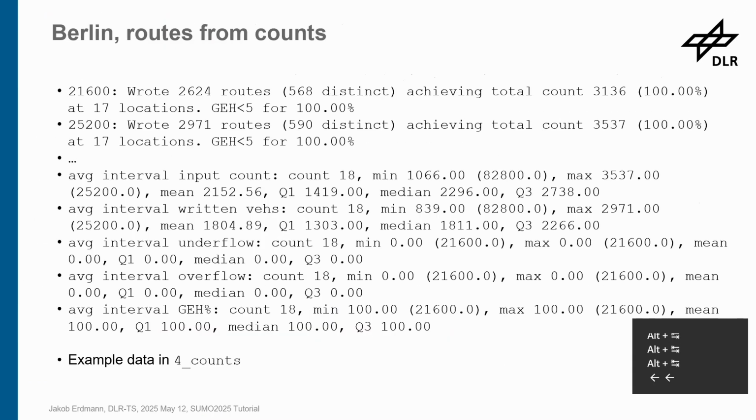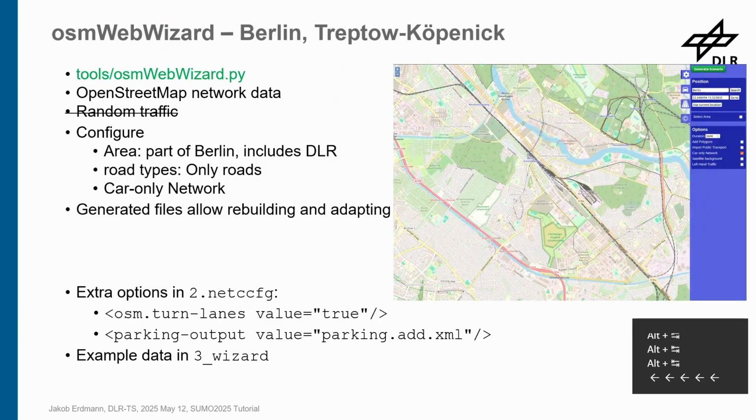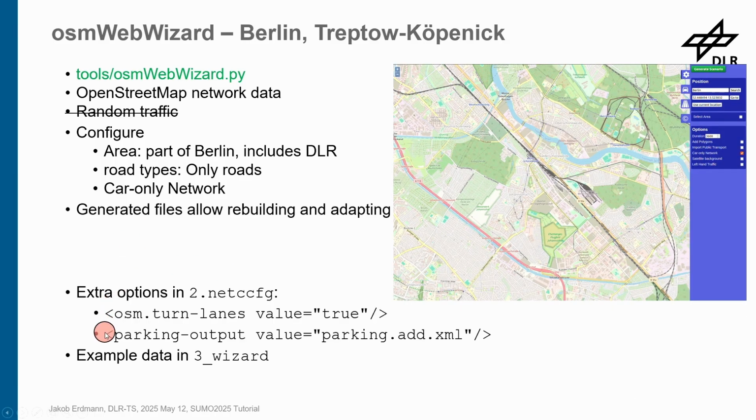Actually go a few steps back. We want another configuration when building the network. So when we import the data from OpenStreetMap, we actually want to set this option here, parking output, parking.add.xml. Because when you want to charge, usually you have to leave the road and not obstruct it. So you need a parking area, first of all, before you can even think about charging. Fortunately, OpenStreetMap brings this information.